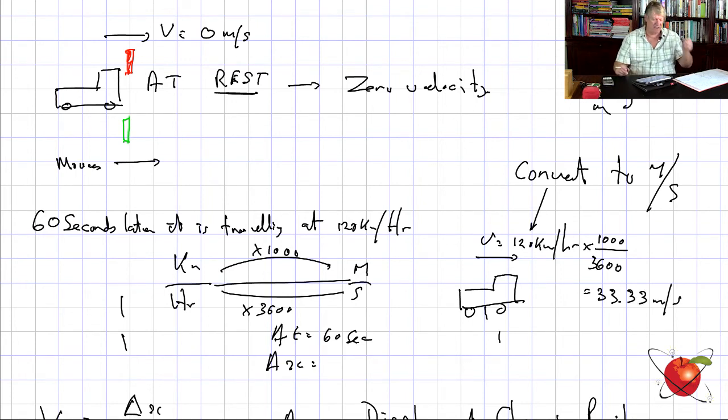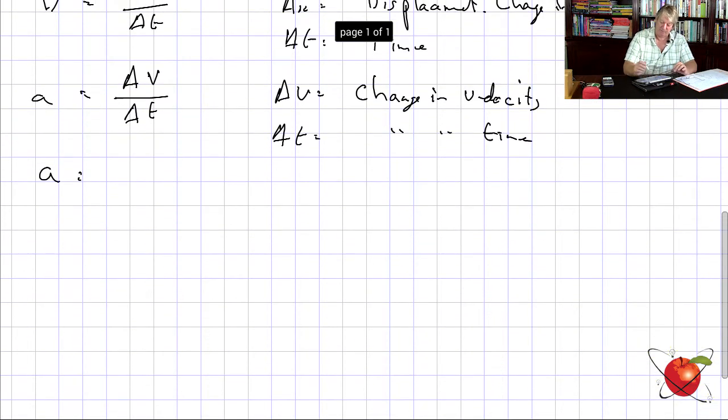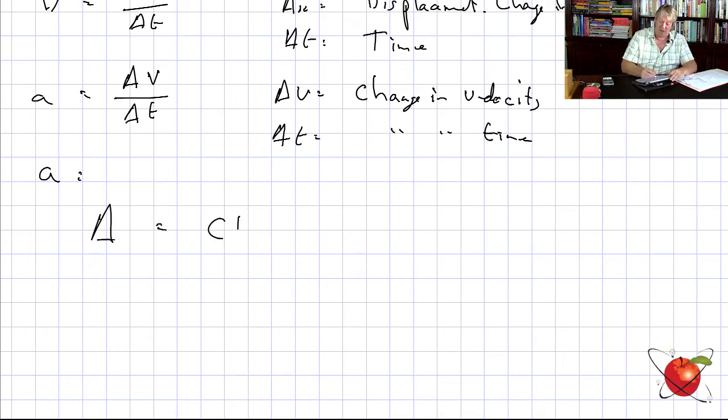33.33 meters per second. That is the velocity at this point, isn't it? That's what we are traveling at there. Now, please remember this: in physics and chemistry, generally when we see delta, it means change. Change means subtract one thing from another, and it is always going to be the final one minus the initial one.